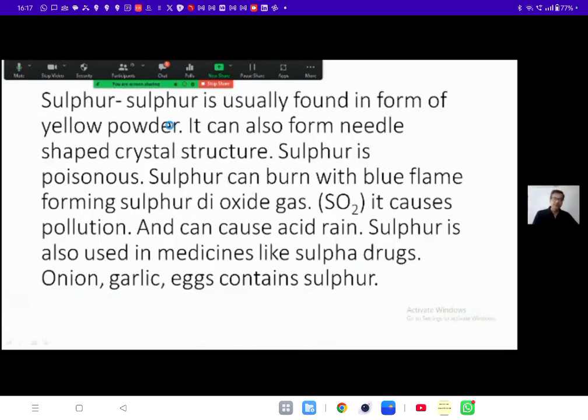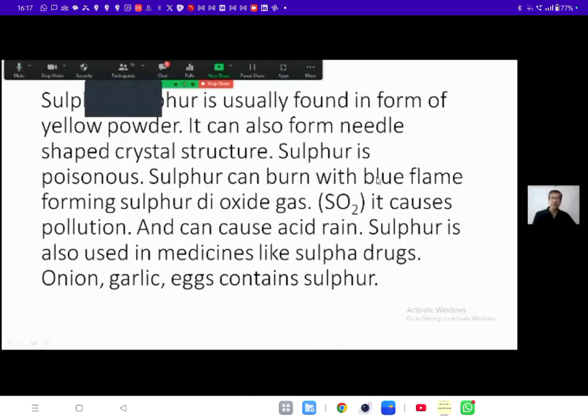In a similar way, even sulfur shows allotropy. Sulfur is a yellow color powder, that is the next non-metal. It is a yellow color powder which we have seen, but it can also be converted into crystals. This sulfur is poisonous. A small quantity of sulfur can be used in medicines. They are called sulfur drugs.